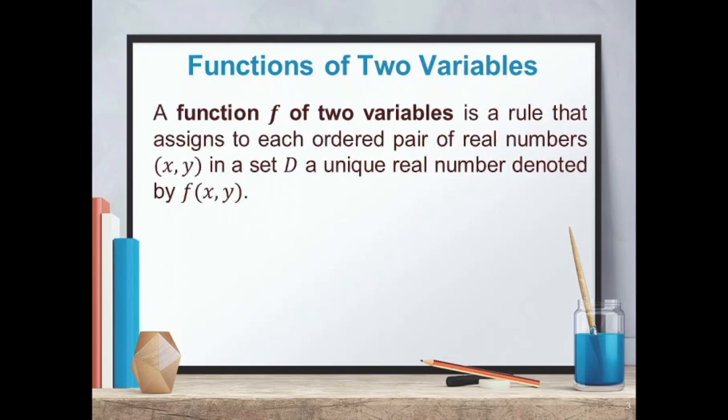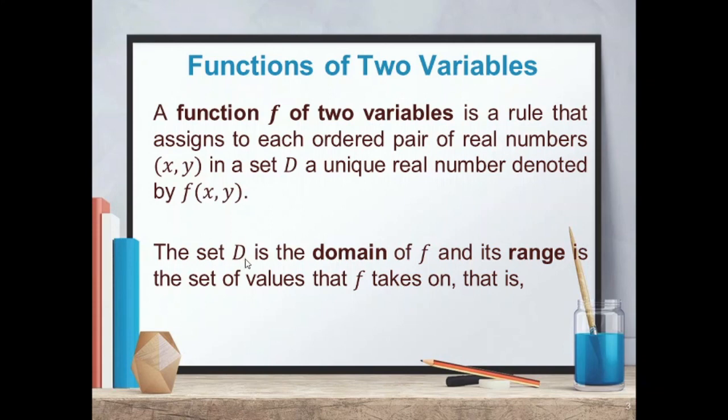Functions of two variables. Definition: a function f of two variables is a rule that assigns to each ordered pair of real numbers (x, y) in a set D a unique real number denoted by f(x, y). Means f assigns each ordered pair (x, y) a real number which is denoted by f(x, y).